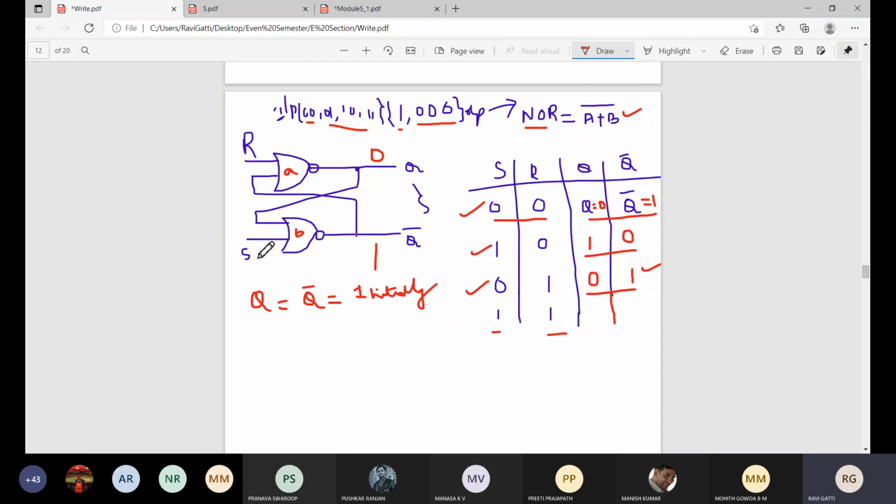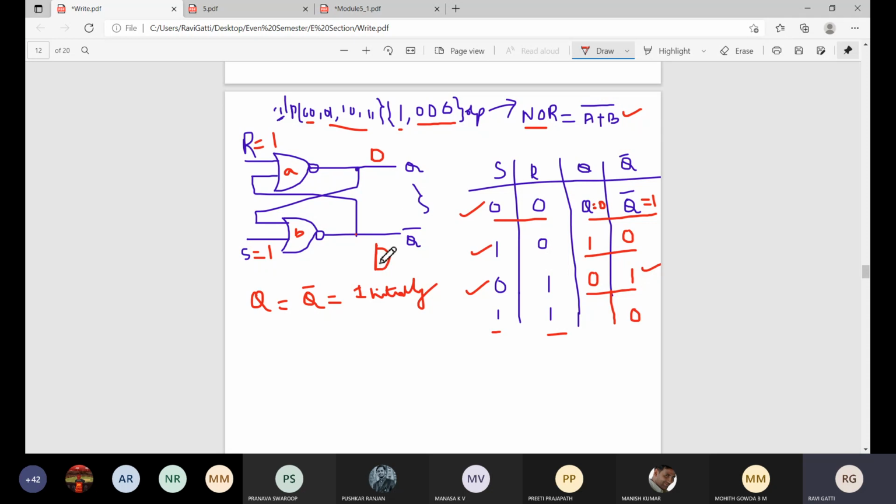So when S is equal to 1 and R is equal to 1, what happens? Try to understand. You can see here 0 NOR with 1. What is the output? Zero. Yes, Q bar has become 0.